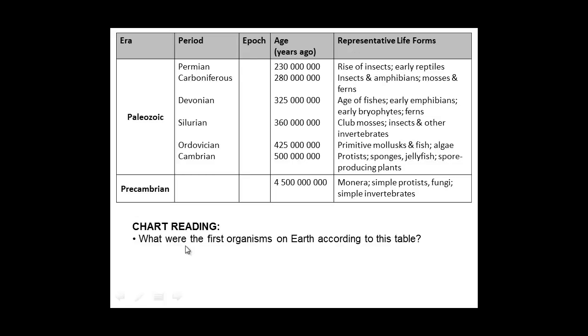But the question here is, when are the first organisms on the Earth according to this table? Looks like they're going to be down in here. Monera is a very primitive. Protists are a little bit more complicated. Fungi more complicated, and invertebrates even more complicated. So here they actually have the most ancient right there, and that's going to be probably really late, not at the beginning of the Precambrian, but right at the end.